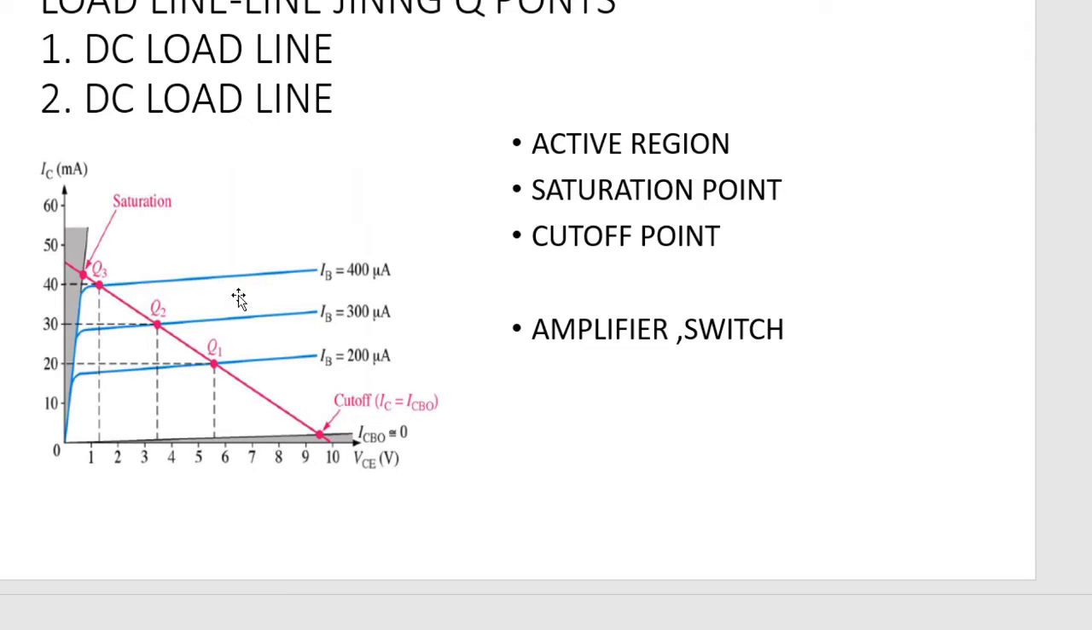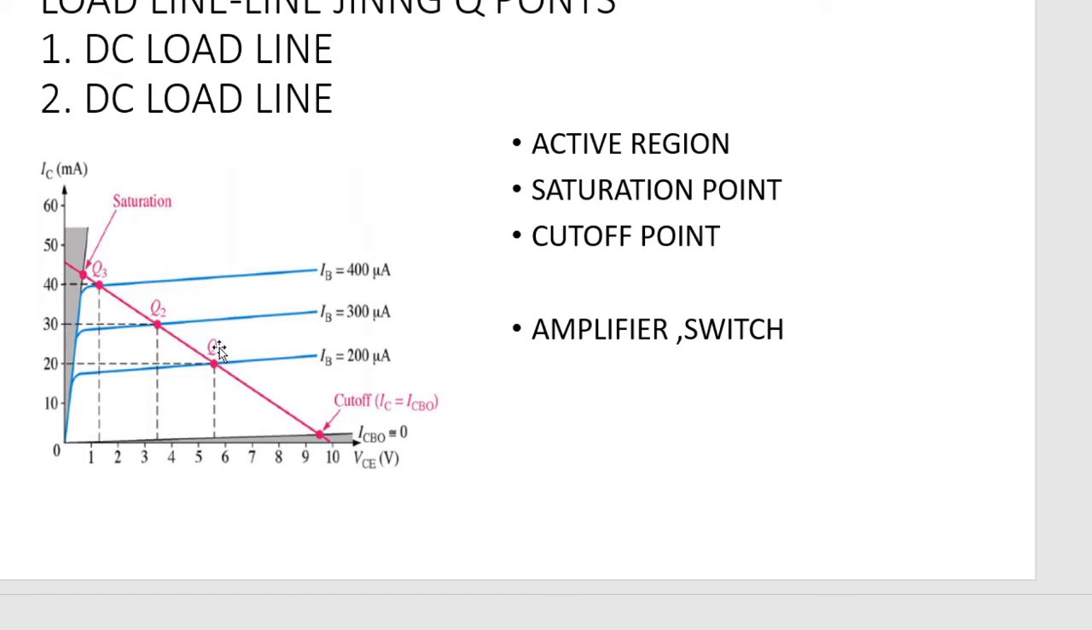Just follow the cursor movements and listen. In this region, the transistor is behaving in the active region. For any amplifier application, the transistor has to be working in this active region. To configure the transistor as an amplifier, the transistor has to be operated in this region.